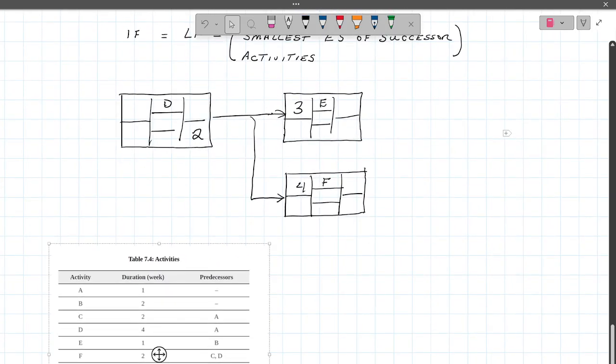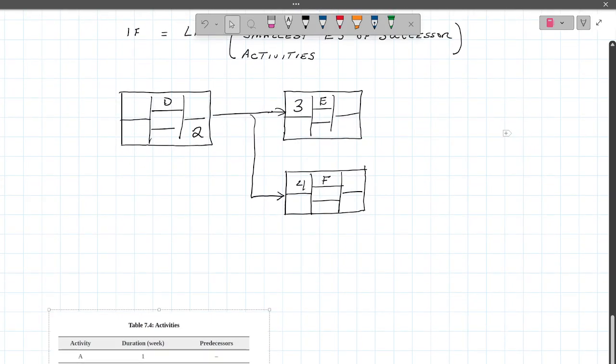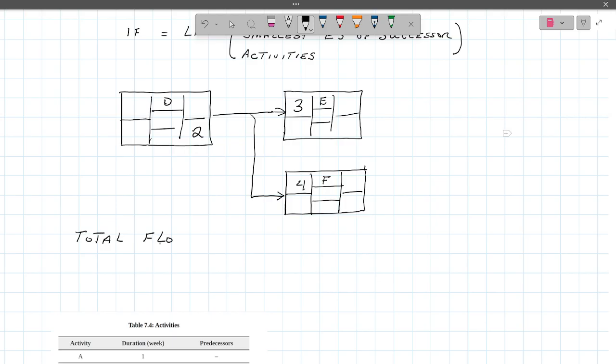Okay, this little box is getting in my way. Get out of there. All right, so back to total float for a minute here. Another way to look at this is TF is equal to free float minus the interference float. Okay, and that's the way to calculate that.